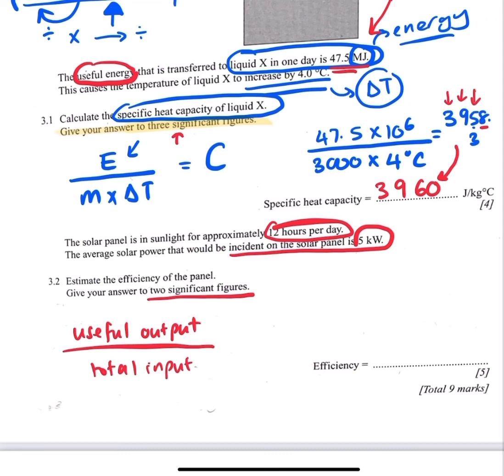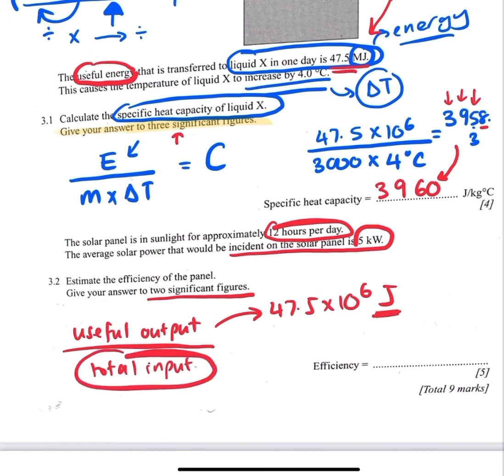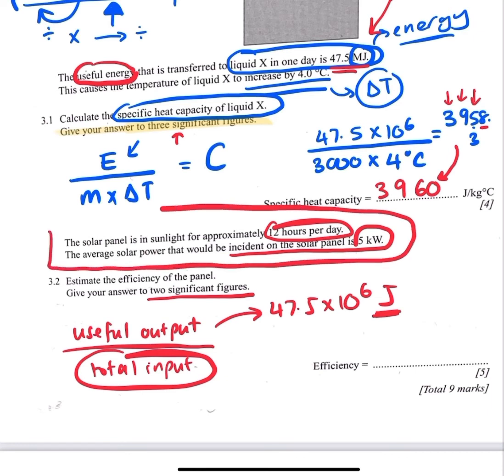Okay, so let's label that 47.5 times 10 to the power of 6 joules. Remember this is in joules. Now, how do we work out the total input? Seems like we have no information to work out the total energy input, but this is why they've given us this information.